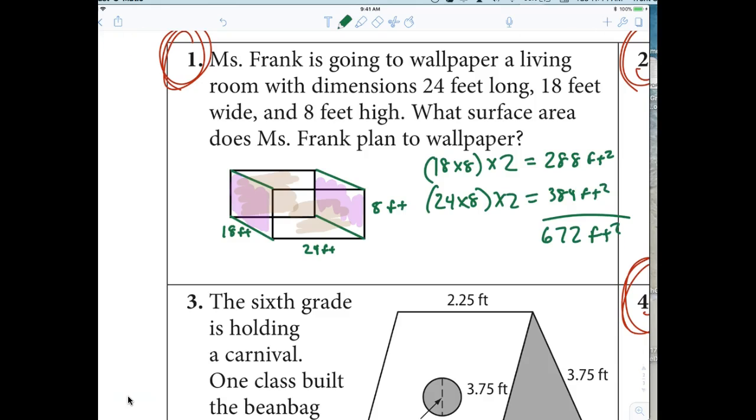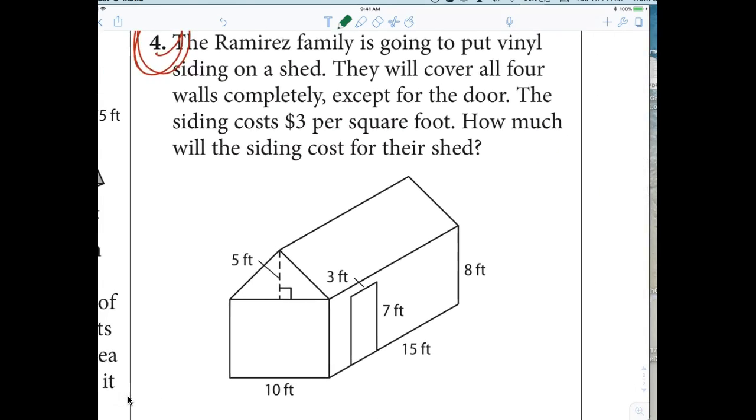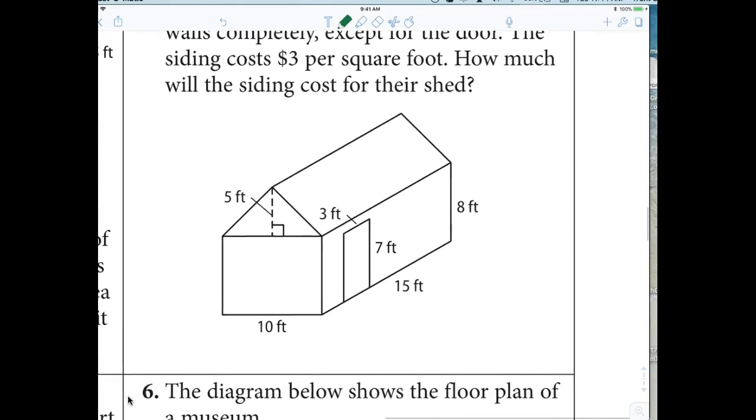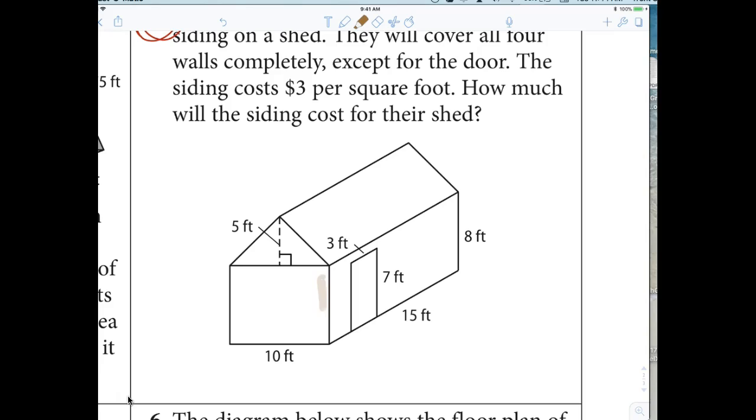All right, so now I said we're going to take a quick look at number 4, and then we're going to go on. It says the Ramirez family is going to put vinyl siding on a shed. They will cover all 4 walls completely except for the door. The siding costs $3 per square foot. All right, so again, don't you agree this is the same thing almost, correct? Right, so are we going to put anything on the roof? No. Do you agree? So we're going to do this. All right, does everybody agree with that? So what would that area be?